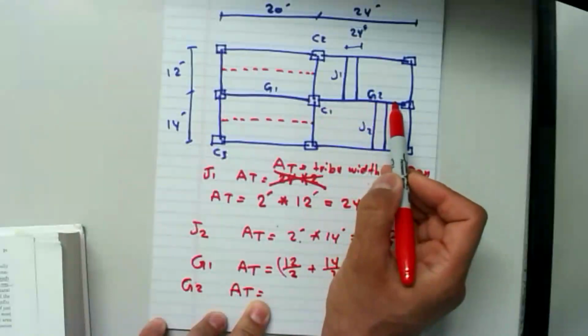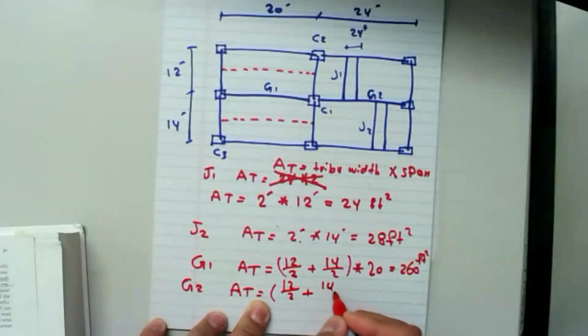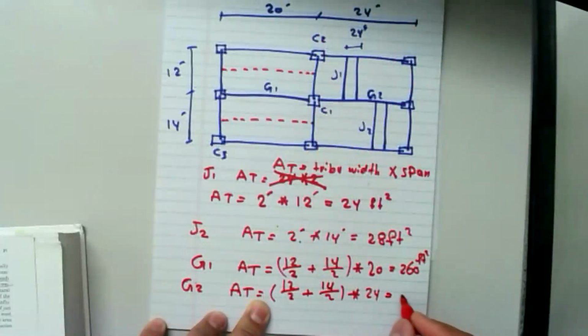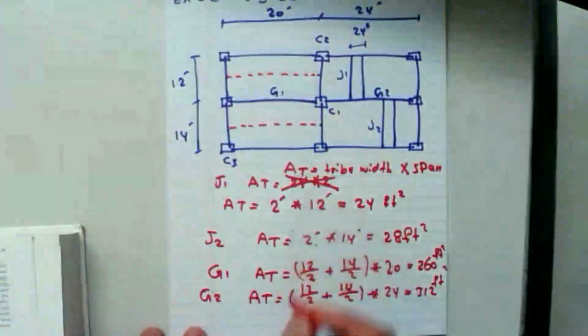So you do the same thing, the 12 over 2 plus what? Times what? Which is the span, so it's 24. And this gives me 312 square feet.